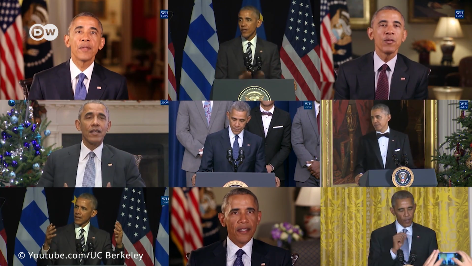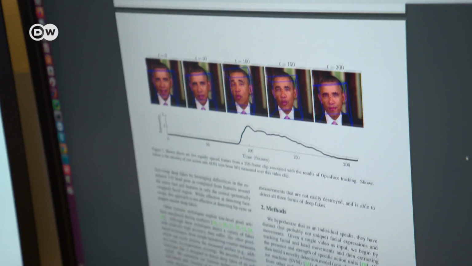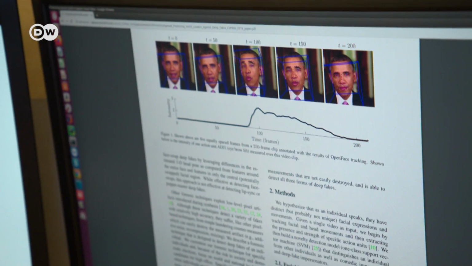Farid's team analyzed videos of politicians to study their facial characteristics. Unlike deepfakes, their method is not based on artificial intelligence. We try to understand, how do people move? How does the mouth move? How do the expressions change? In part because we think that those are properties of the video that machine learning can't currently analyze, and that means we're less vulnerable to counterattack. So anytime you build forensic techniques, you always have to ask yourself, how will this be used to make better fakes?